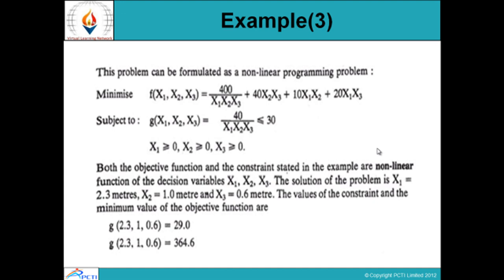The constraints are x1 ≥ 0, x2 ≥ 0 and x3 ≥ 0. Both the objective function and constraint stated in the example are non-linear functions of the decision variables x1, x2, x3. The solution of the problem is x1 = 2.3 meters, x2 = 1 meter and x3 = 0.6 meters. The values of the constraint and the minimum value of the objective function are g(2.3, 1, 0.6) = 29 and f(2.3, 1, 0.6) = 364.6.